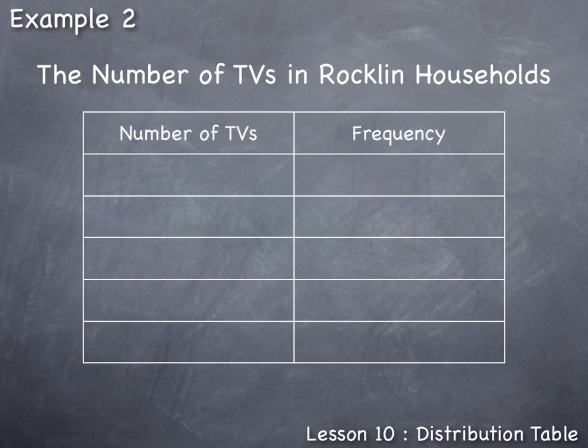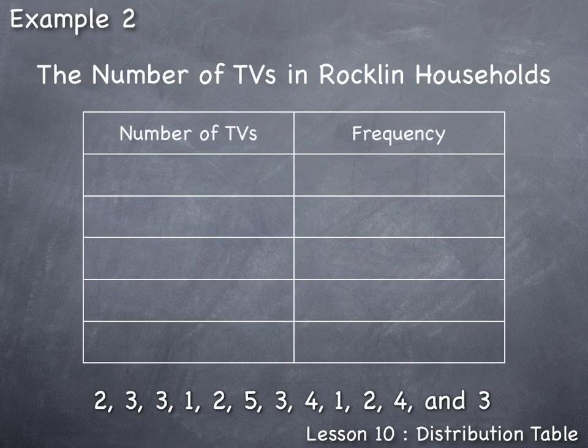So now, to complete the data column for number of TVs, we need to look at the actual data. So here is the sample data. And this raw data was the result of a random sample. And so the raw data is in random order. The whole point of making a distribution table is to organize and display the data in a fashion that is easy to read and understand. So we need to take the time to organize or sort the data first.